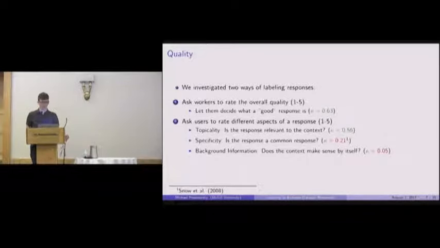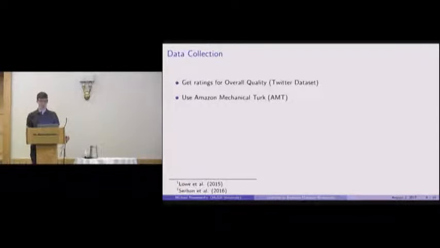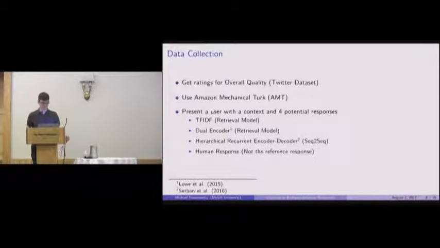And furthermore, for the overall score, we noticed it correlated very highly with topicality. So this is something that users think about when they're not told how to evaluate a response. So we decided to proceed by just asking users for the overall score. We used a Twitter data set. This is what we've used in previous work, and it's a data set that's used in a lot of these non-task-oriented dialogue systems. And we used Amazon Mechanical Turk to collect the scores.